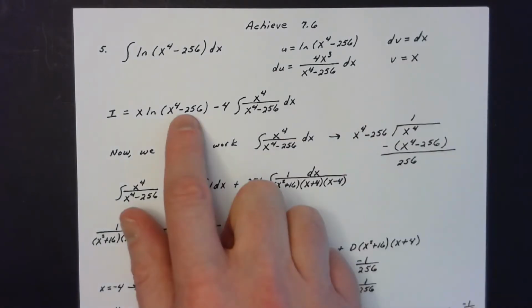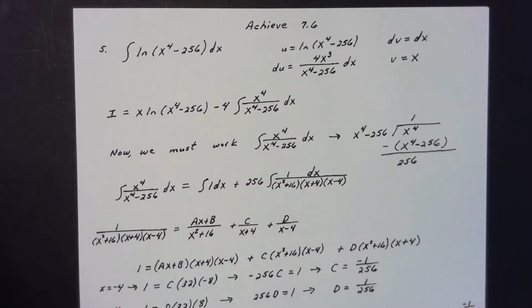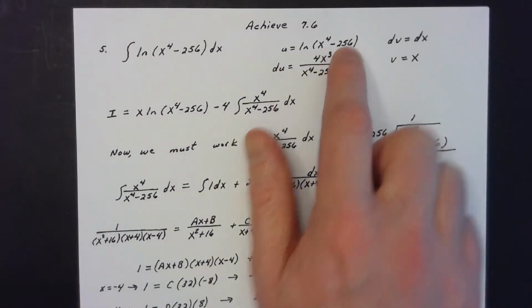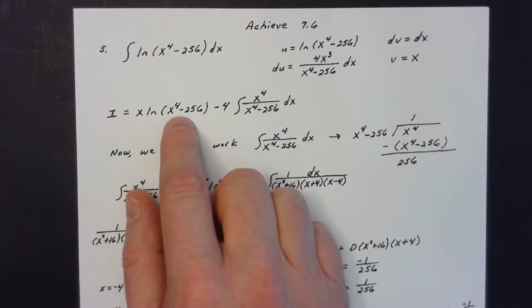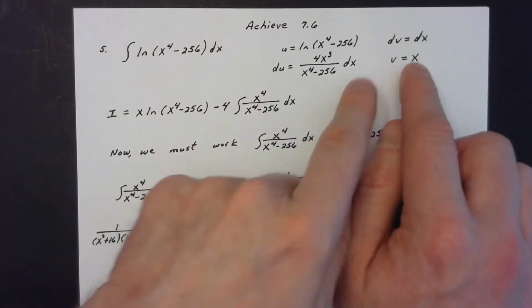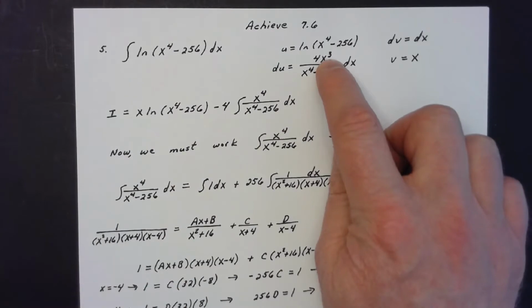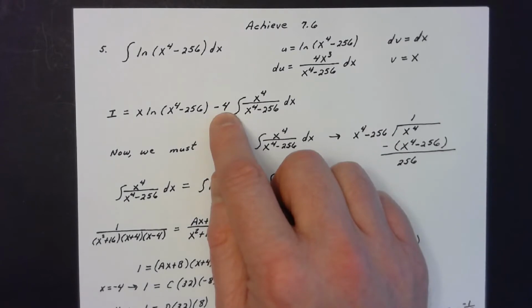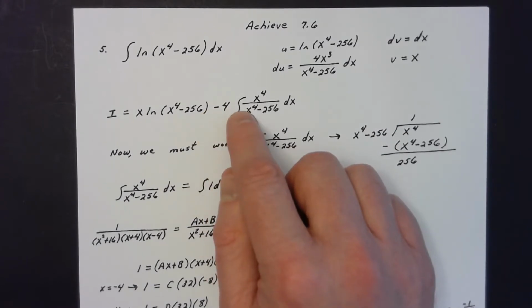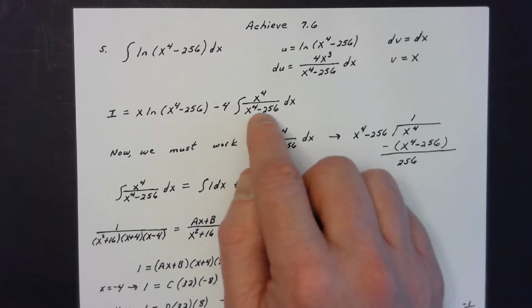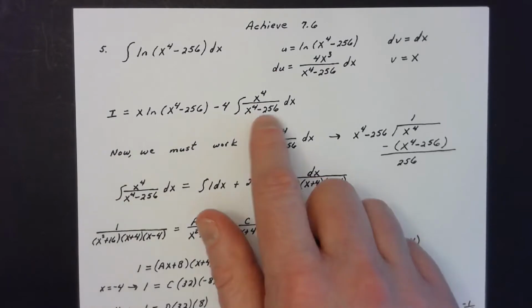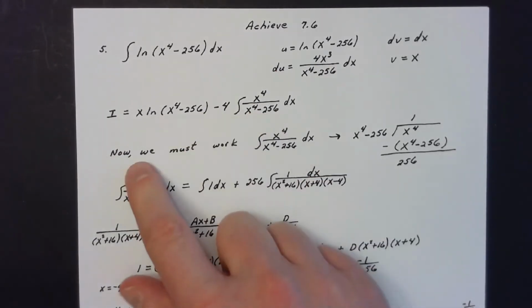Now I say, okay, so far my integration by parts tells me that my answer is going to be u times v, x natural log of x to the 4th minus 256, minus the integral of v du. So in this step, I know that this v is going to be multiplying this numerator inside the integral. I went ahead and factored out the constant factor of 4 out front. So I have minus 4 times the integral x to the 4th over x to the 4th minus 256. Now, I knew this part was already done, but this part's going to require some more work. So that's why I put this.